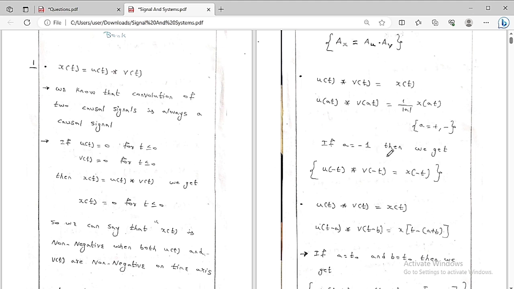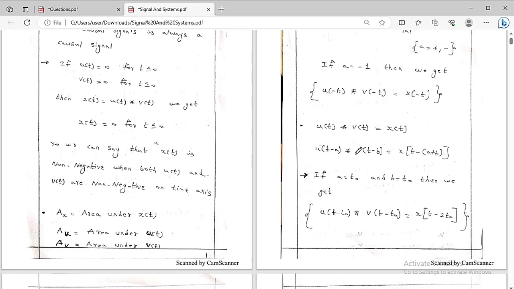Suppose a is equal to minus 1, then what do we get? Substituting a equal to minus 1, u of minus t convolution v of minus t is equal to 1 by mod of minus 1, which is nothing but 1, into x of minus t. So u of minus t convolution v of minus t is nothing but x of minus t. So this is the right statement.